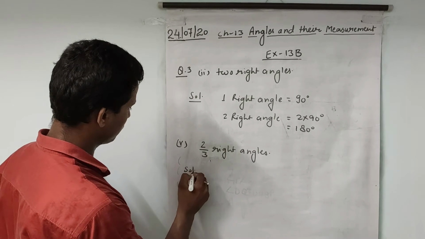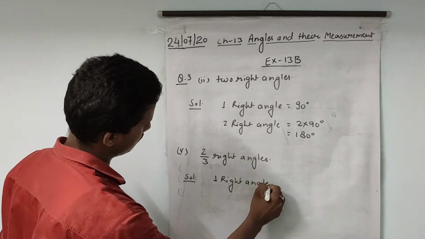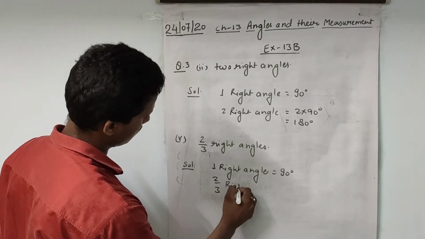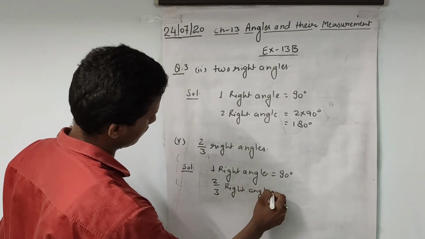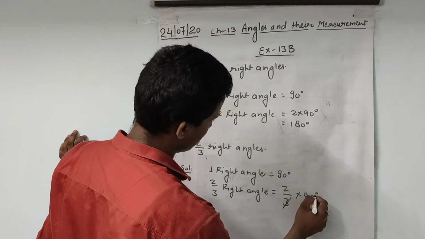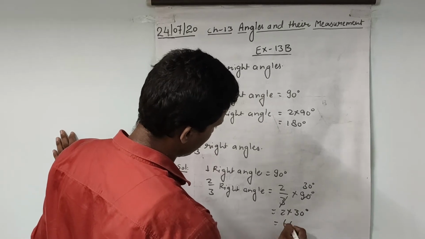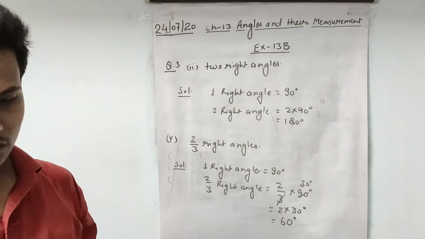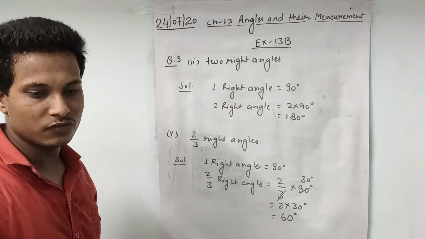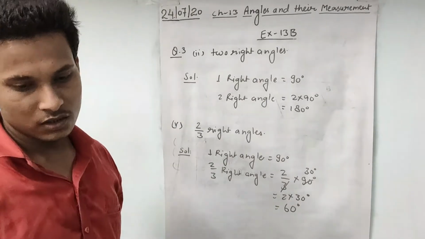So like the previous one, one right angle is equal to 90 degrees. So 2 by 3 right angles will be 2 by 3 multiplied by 90 degrees. So 3 ones are 3, 3 30s are 90 degrees. So 2 into 30 degrees, that is 60 degrees, your answer. Like that you will do question number 6 also. In question number 6, first you need to convert the mixed fraction into an improper fraction. Like 1 whole 1 by 2 is given, so you will write 3 by 2 right angles. Okay. After that you need to solve the question.